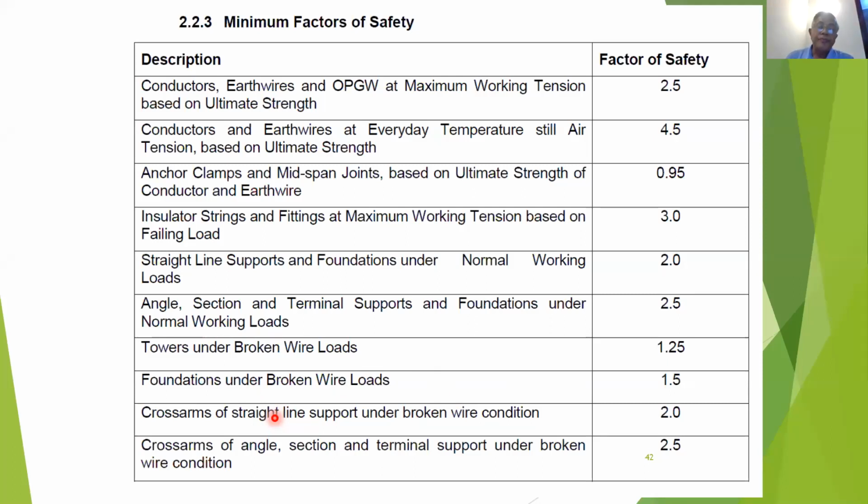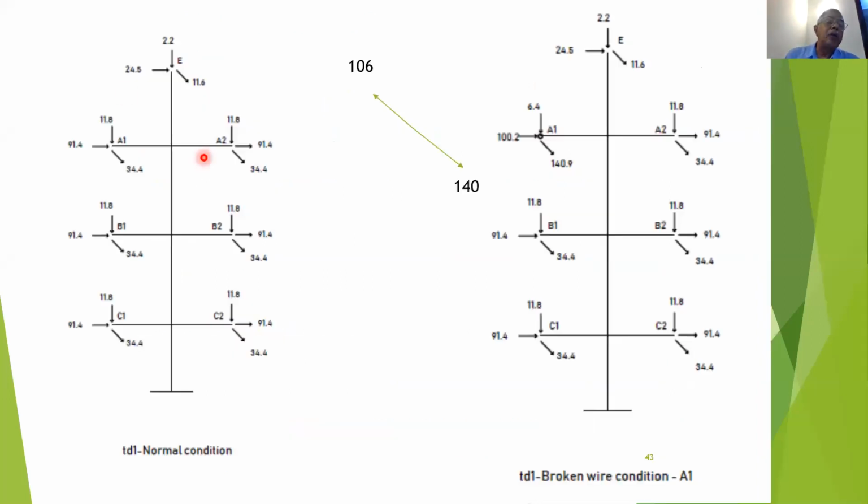So this is a normal condition. Okay, the horizontal weight loads and vertical weight loads and horizontal the conductor tension loads and so on. This is a normal condition, and here you get a broken wire condition. We are checking always one broken wire conditions.